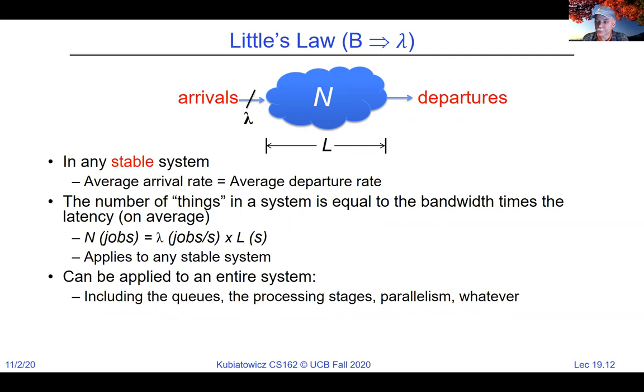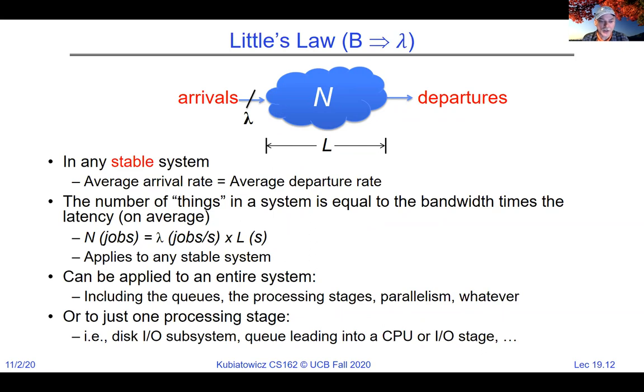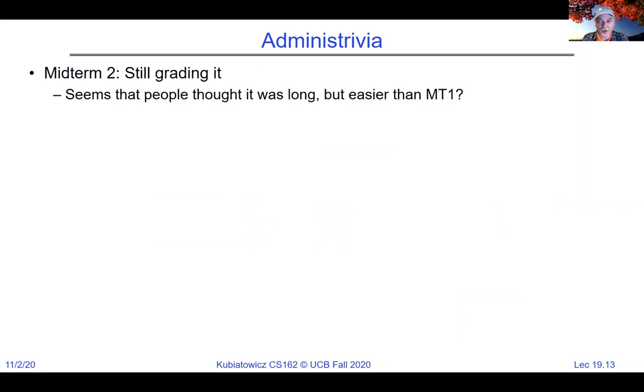So, all right. Now, let's talk briefly for administrivia. Midterm two, we're still grading it. Seems like people thought it was long, but maybe easier than midterm one, I hope so. We mostly had people complying with the screen sharing. If you didn't, we'll probably be getting back to you because that was definitely a requirement. But we're hoping, I think, to have the grading done by the end of the week, maybe sooner. I know that they're well on the way to being through the grading, so that'll be good.